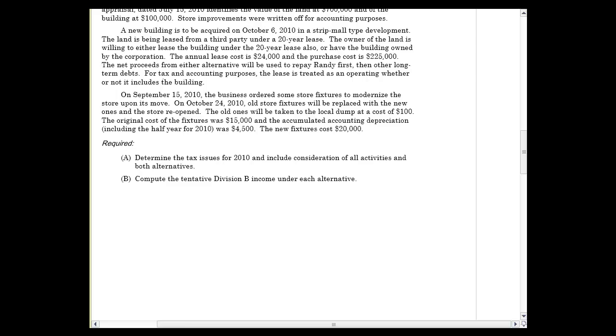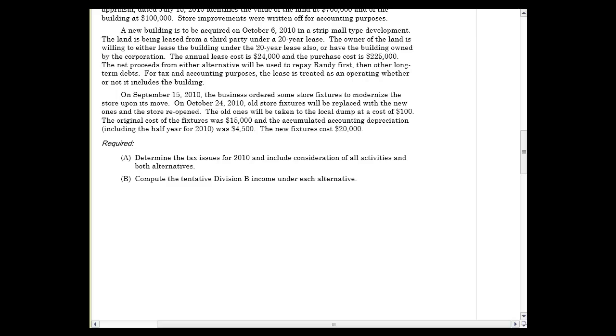Part A is determine tax issues, including all the considerations of activities for both alternatives. So part A basically says, tell me tax issues. As stuff comes up, you say, okay, that's an issue. What's the issue and how do I resolve it, if there's something to resolve? And as you're going along, if there's stuff that you're calculating, it's probably going to affect part B. So you do part B on another page, and you can toggle between the two. Does that make sense? Instead of jumping around, I'm going to leave the document here as the question, and then we'll do the solution on there. Is that okay?